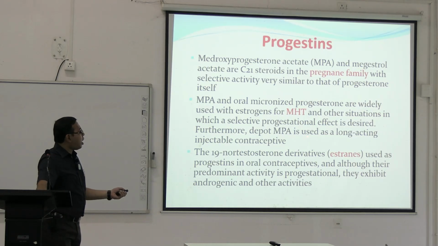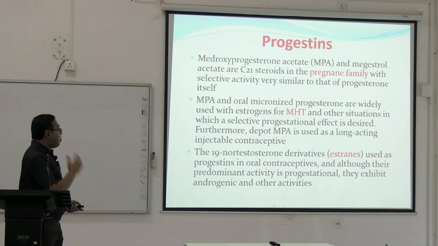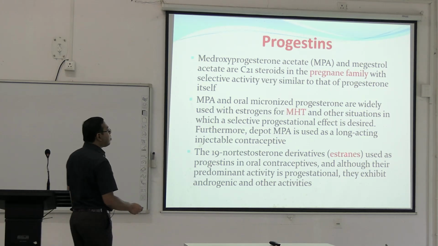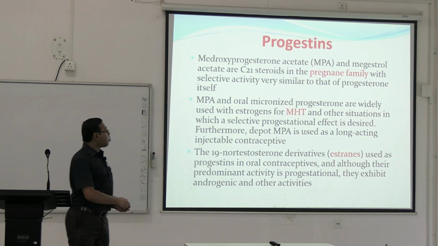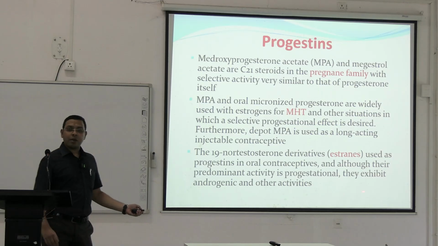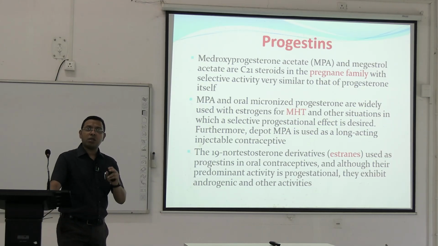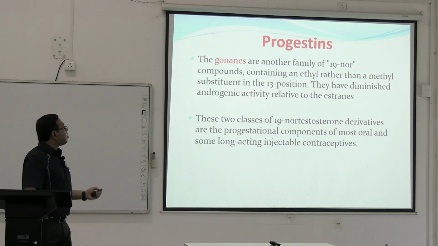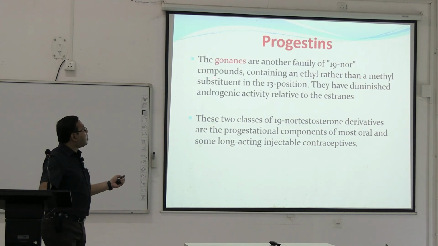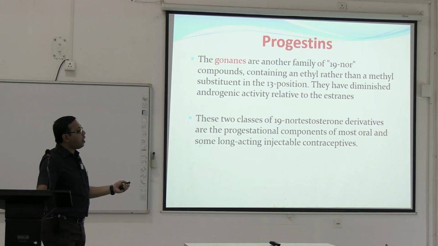Medroxyprogesterone acetate is also there, that can be used as a long-acting injectable contraceptive. We will come to this. 19-nortestosterone derivatives are known as the estranes, used as progestins mainly in the oral contraceptive pills. So there are different types of these derivatives that are used in combination with the estrogen in oral contraceptive pills. The gonanes are another family of the 19-nortestosterone compounds containing an ethyl substitution rather than methyl.